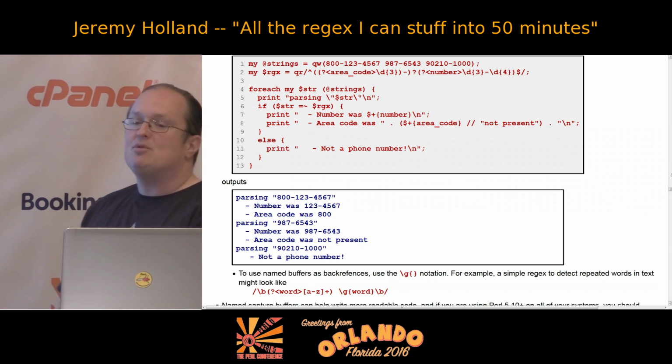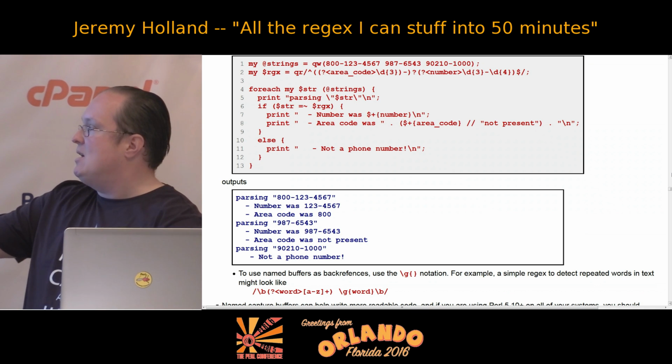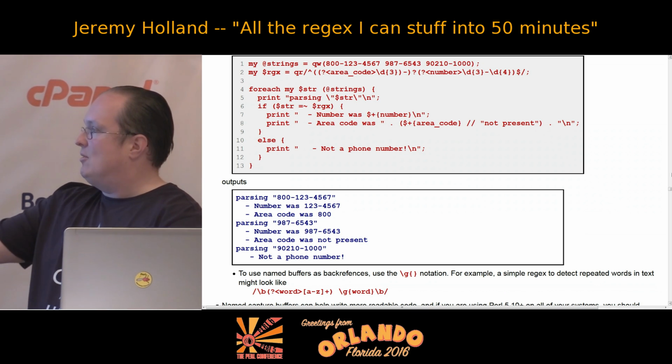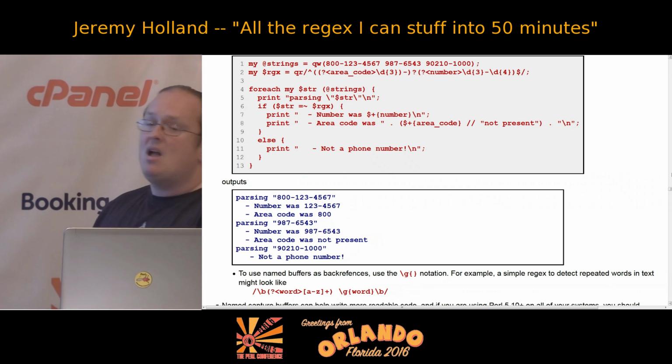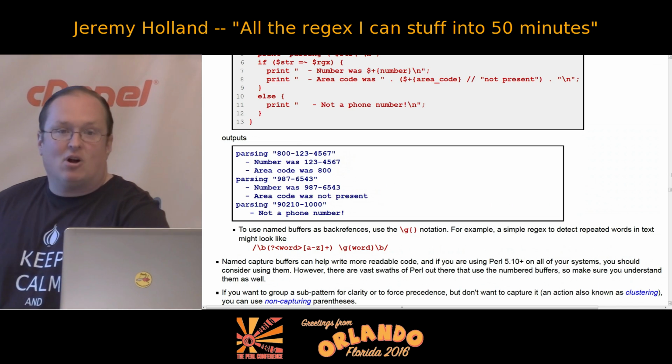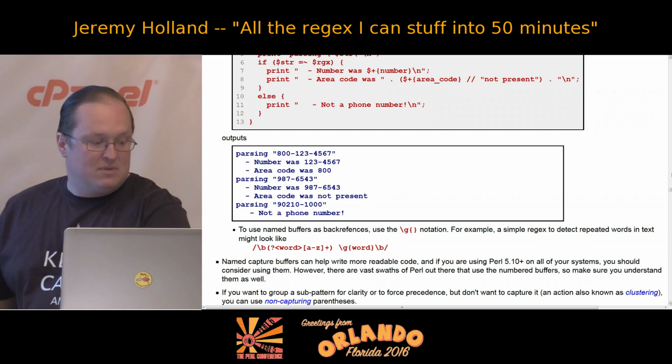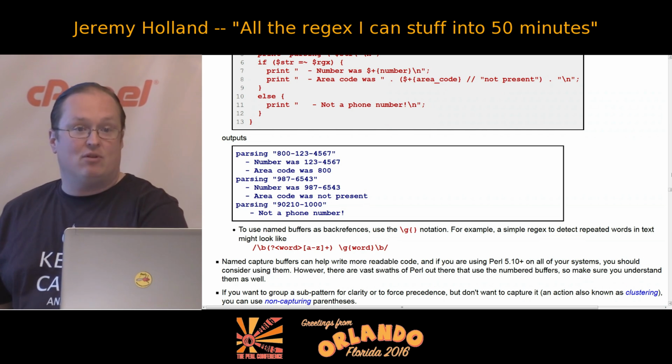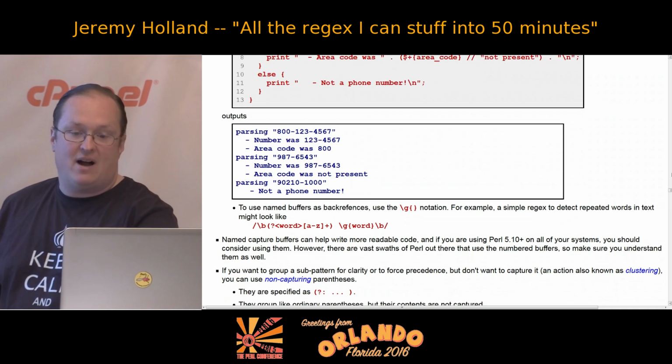You can also back reference with these using backslash g, brace, and then the name. So this is how you do that repeated word from up above. Named capture buffers arguably create more readable code, so use them if you're using Perl 5.10.